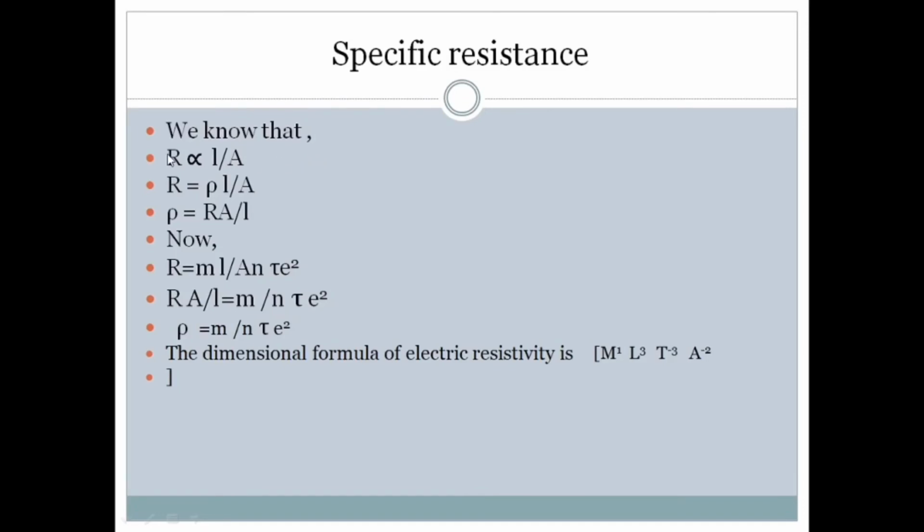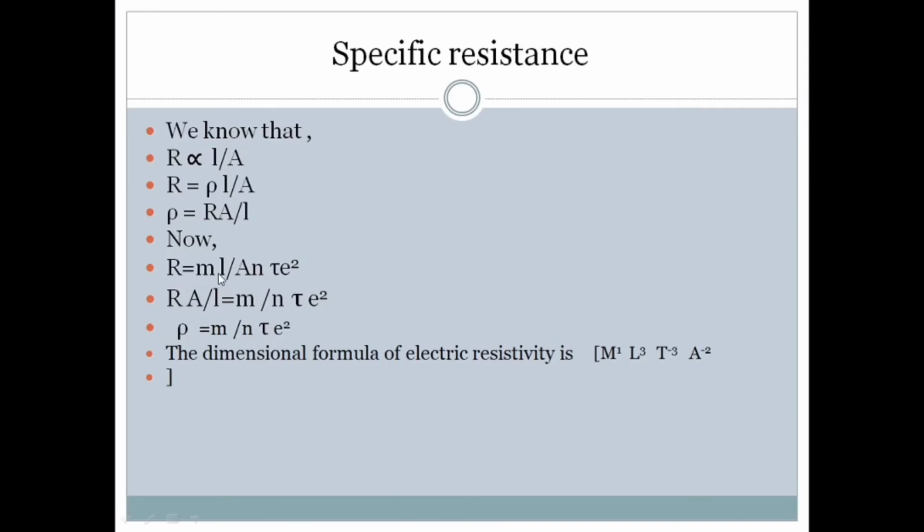We know that R is directly proportional to the length of the conductor and inversely proportional to the area of cross section of the conductor. Remove the sign of proportionality, a constant rho comes. This rho is called specific resistance or resistivity. Now from this formula you can write rho is equal to RA upon L. Now we have just derived that R is equal to mL upon A n e squared τ.